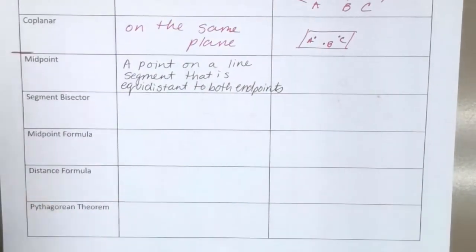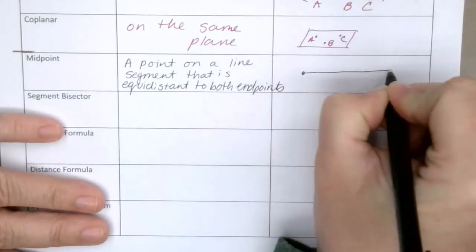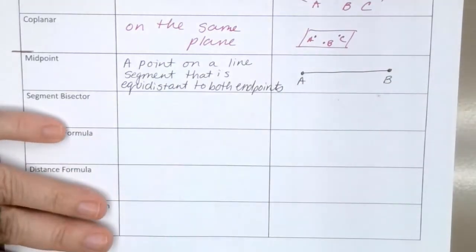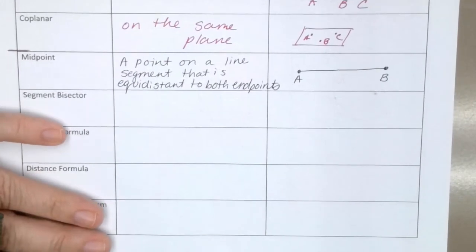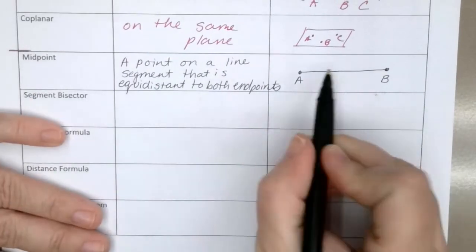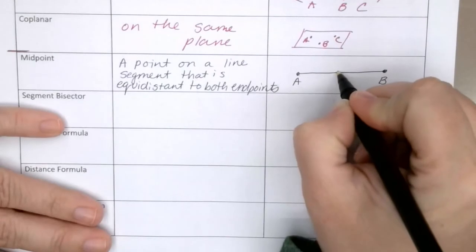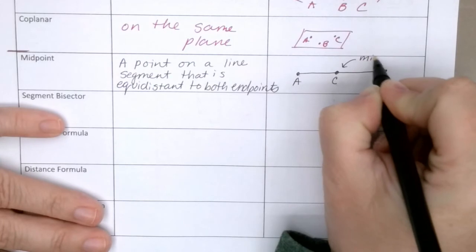So it's a point on a line segment. Now, if you think about what a line segment looks like, here's an example of line segment AB. Where would you find a point that is equidistant from both endpoint A and endpoint B? In the very middle. So, if I called this point C, that would be called the midpoint.